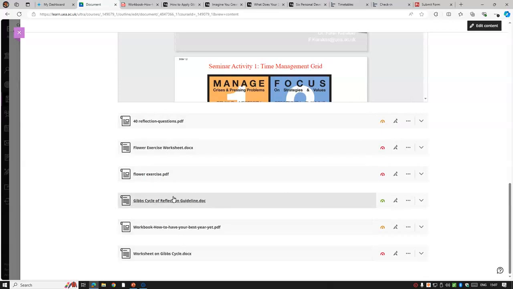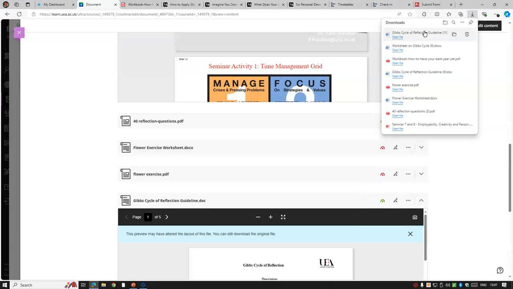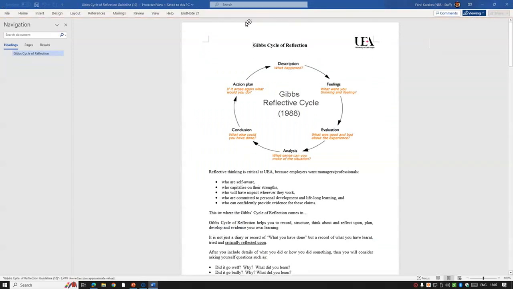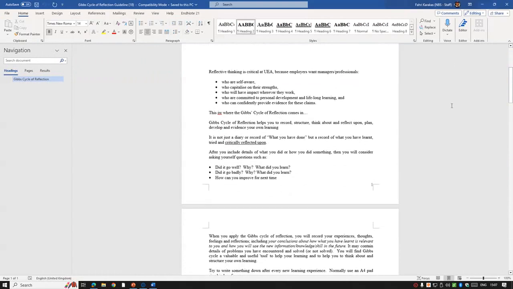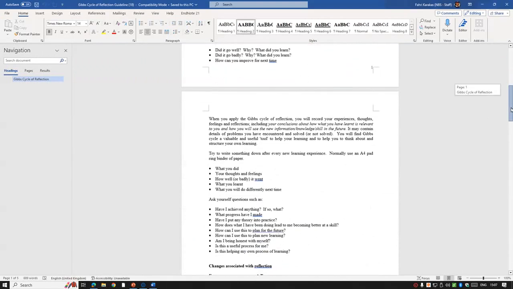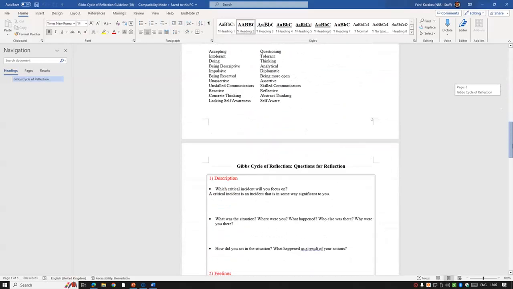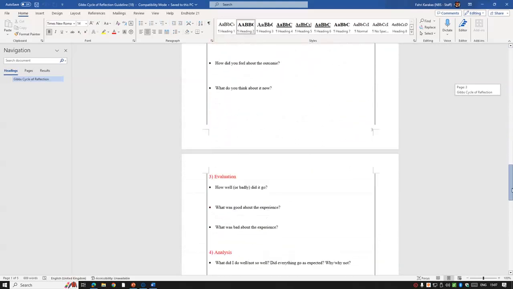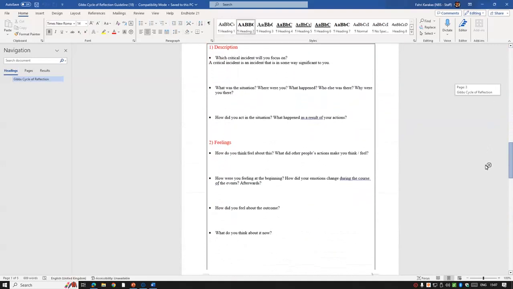So please download this Gibbs Cycle of Reflection guideline. Let's download this one. You'll be working on this guideline. Please open it now. And I want you to capture your critical incident. You can go over the first 2 pages. It's a general introduction on what we do and why we do it. And then you start with page 3, 4, and 5. Yeah, the last 3 pages. You will populate them.